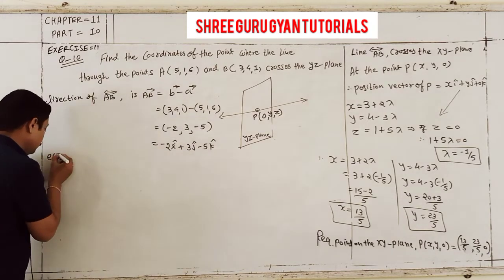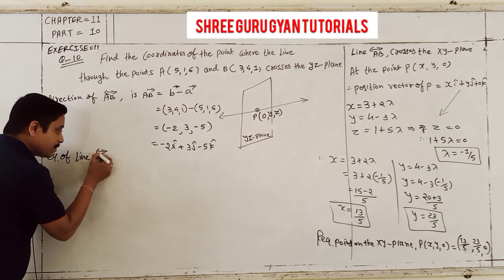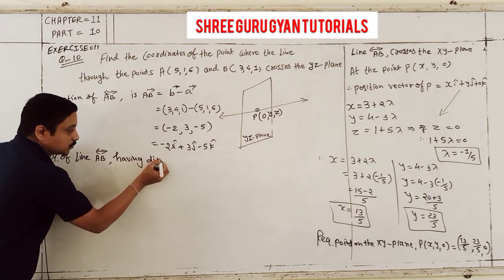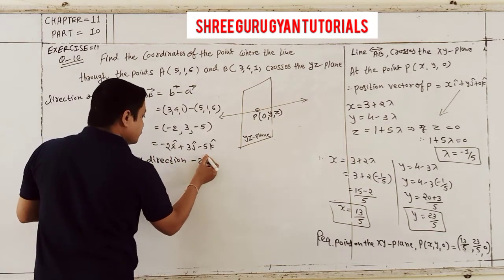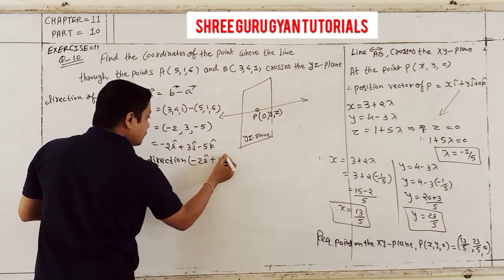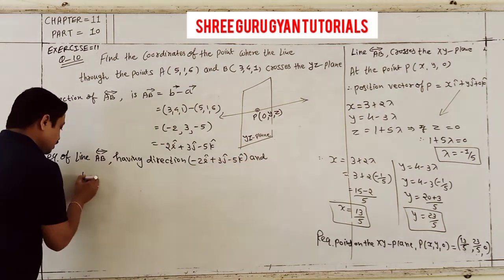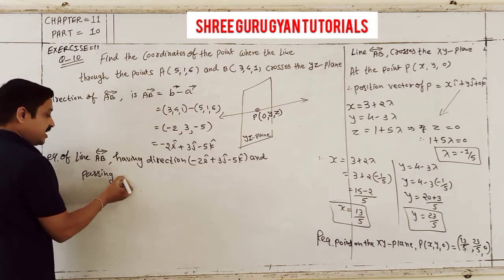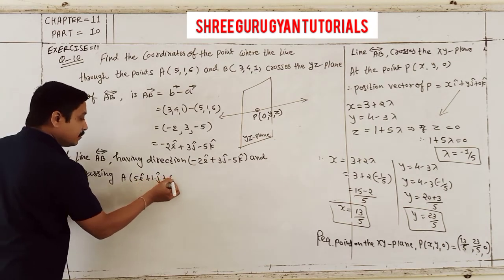So the equation of line AB having direction, this direction students, minus 2i plus 3j minus 5k, and passing through, what is it passing through? First a, yes, 5i plus 1j plus 6k.